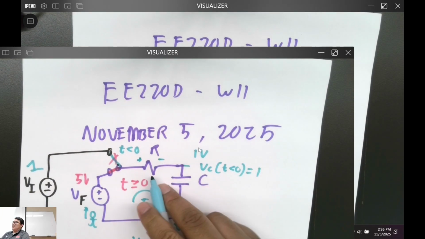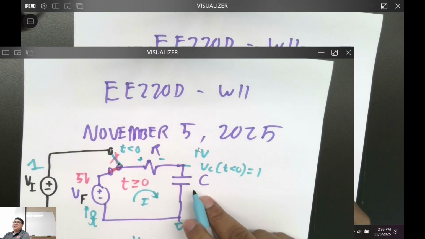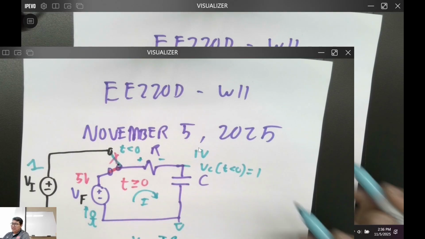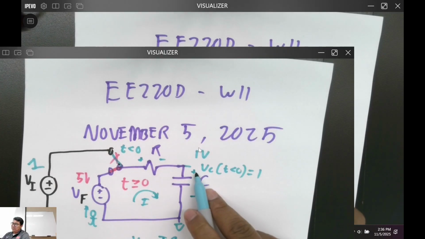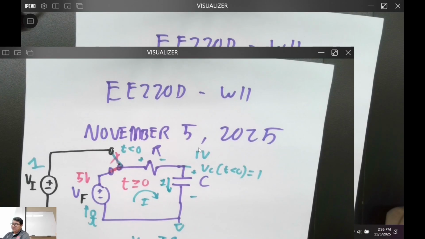Plus minus, right? We got the resistor, going plus to minus. I'm going down the stairs, correct? Which is IR. Is that good? And then for capacitors, plus minus, the current always goes like this, right? Is that good?